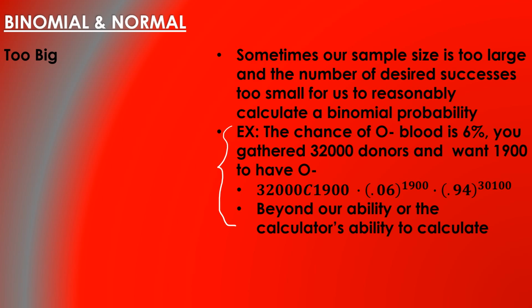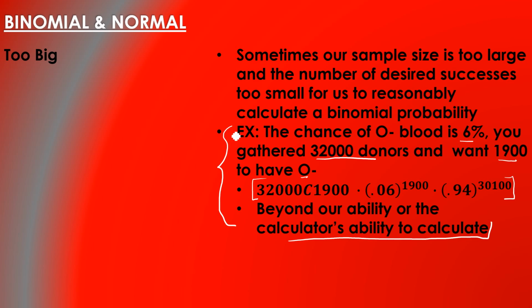We used donating blood and finding an O negative as an example. Suppose that the chance of someone donating O negative blood is 6%, and you've got 32,000 donors, and you want 1,900 of them to have O negative. If we take a look at our probability setup, we would have to type this into our calculator: 32,000 choose 1,900, times 0.06 to the 1,900, times 0.94 to the 30,100. And that is simply beyond our calculator's ability to calculate, or at least beyond its ability to calculate it accurately.